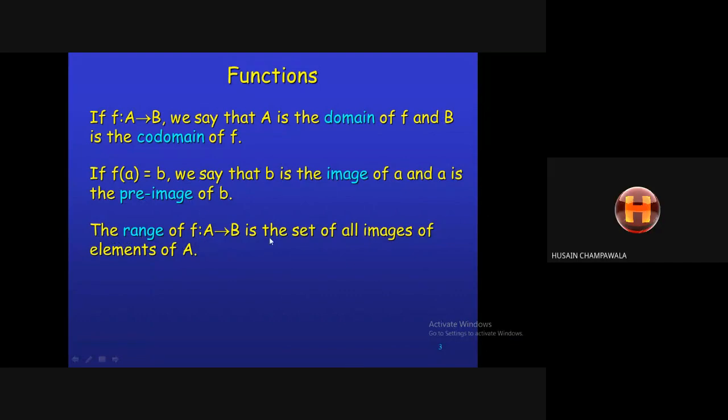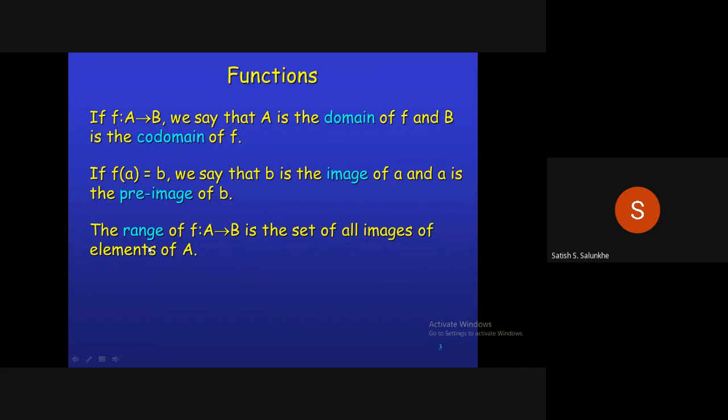The range of f, where f is from A to B, is the set of all images of elements of A. Is it A belongs to B? Is it a belongs symbol? Sorry, it is a relation. Function f is from A to B. This is the way you should pronounce it. Go ahead. Function f from A to B is what? Is it the set of all images of elements of A? Images of?